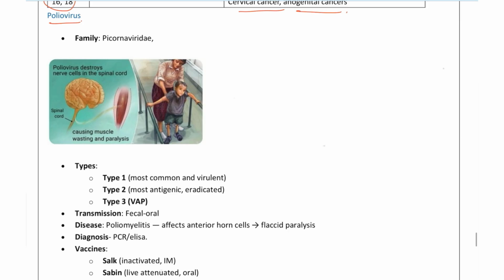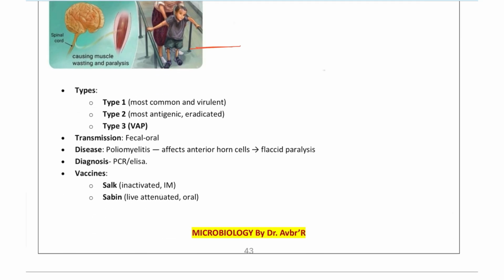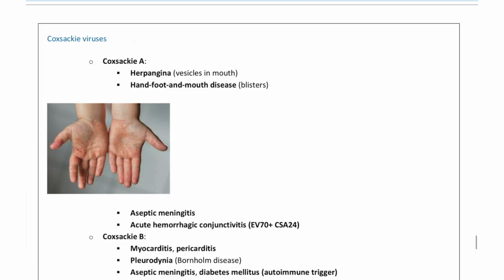Next, poliovirus. Most commonly, it is going to cause muscle paralysis, which is not present in India right now. For vaccines, K for killed, that is the Salk vaccine. Live is the Sabin vaccine. Most commonly type 1, type 2, type 3. Type 3 is the vaccine associated one. Some incidents are still being reported, but most of them are already eradicated. These are the important Coxsackie points and the diseases it is going to cause: hand, foot, mouth disease.